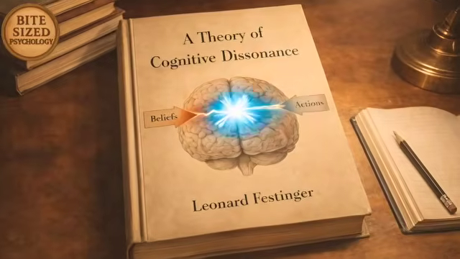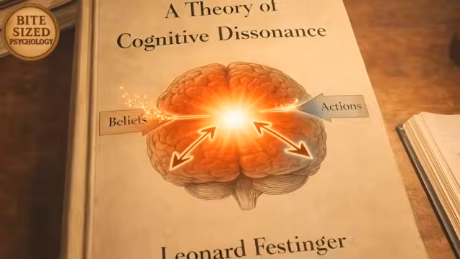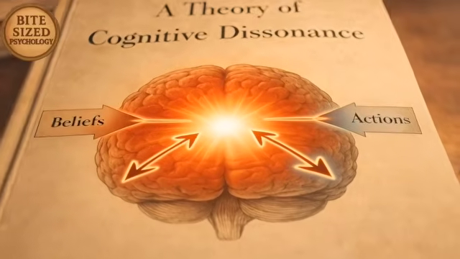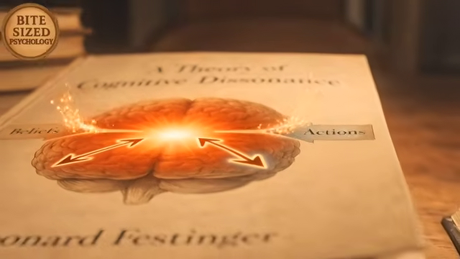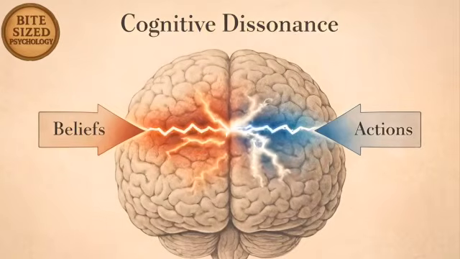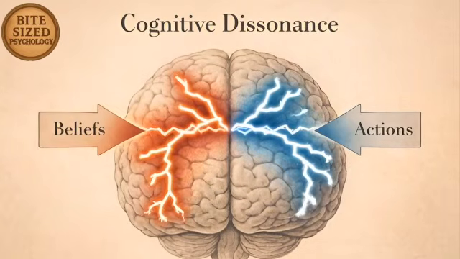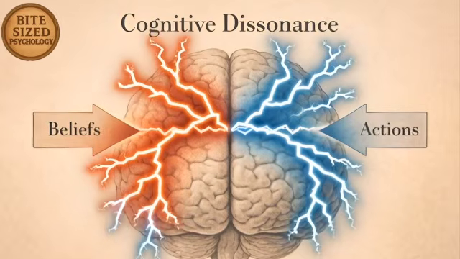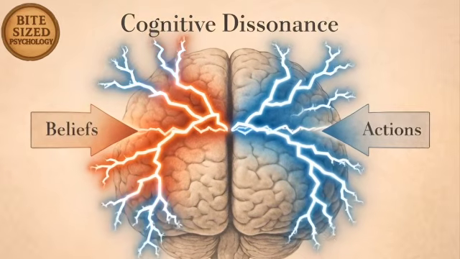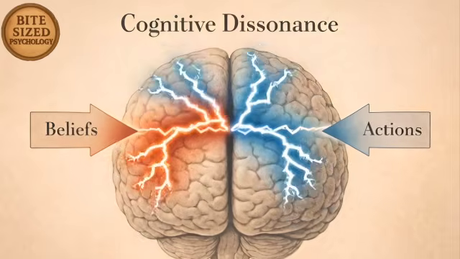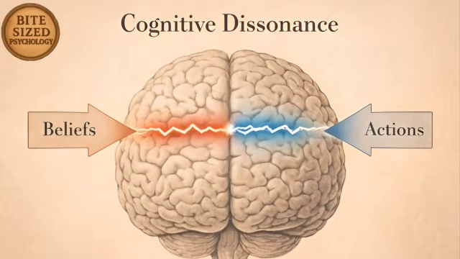Leon Festinger was born in 1919, and in 1957, he introduced cognitive dissonance theory in his book, A Theory of Cognitive Dissonance. His idea helped explain how people deal with conflicting thoughts, beliefs, and actions. Cognitive dissonance happens when a person holds two or more ideas that don't fit together, or when their behavior doesn't match their beliefs. This creates mental discomfort, and humans are strongly motivated to reduce it. In simple terms, we like our thoughts and actions to make sense together.